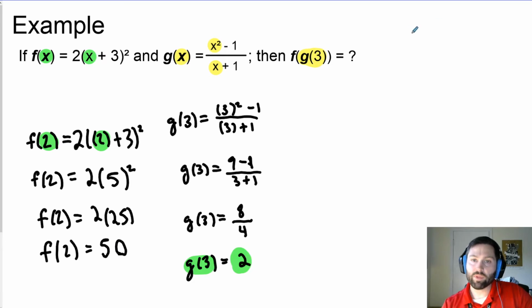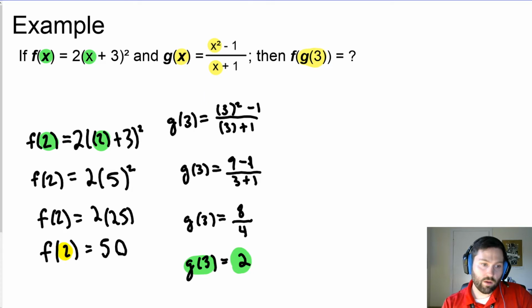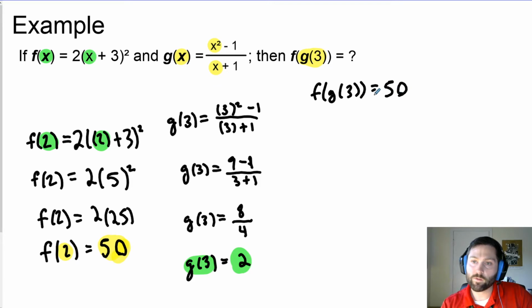So then it can be said that f of g of 3, I'm actually going to highlight this, f of 2. And the reason that I highlighted f of g of 3 in yellow is the same color as that, is because this value, 50, is now the equivalent statement of f of g of 3. It is what happens when you send 3 through g, take that result and send it through f. So I can now say, to complete my statement, f of g of 3 equals 50. And that's the first example of numeric evaluation, a numeric composition of functions.